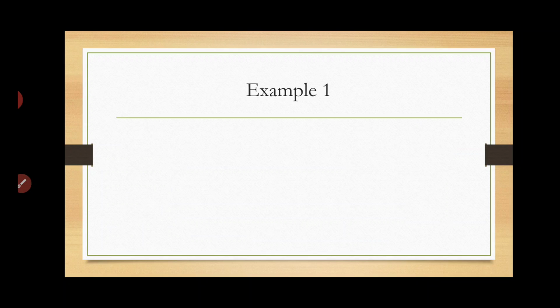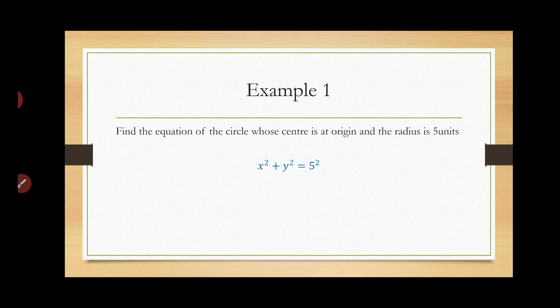The first problem, simple one. Find the equation of the circle whose center is at origin and the radius is 5 units. So basically it is the question which is addressing the standard form of the circle. You are given the center at origin and you are also told what the radius is. So therefore it will be straightforward: x square plus y square equals r square, that is 5 square, and hence the equation becomes x square plus y square equals 25. So we are just going to leave our answer there.